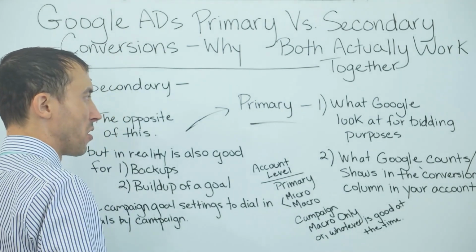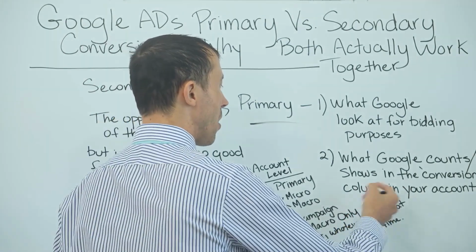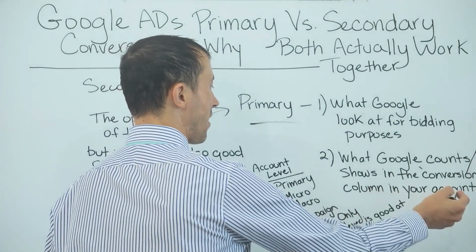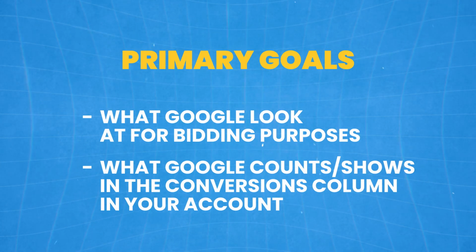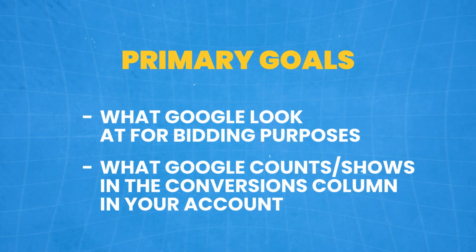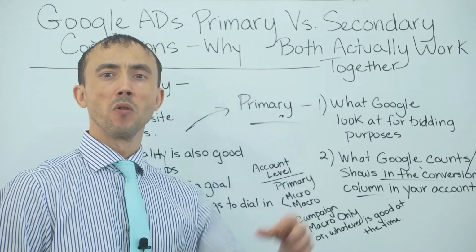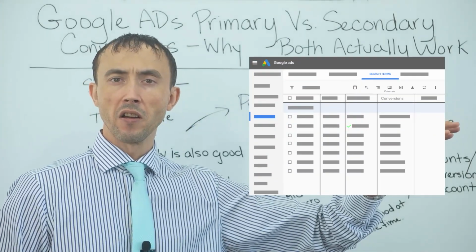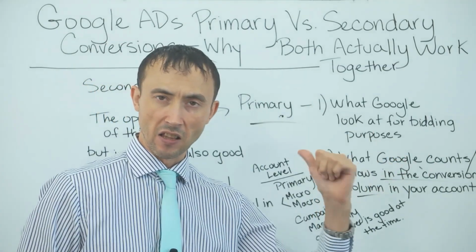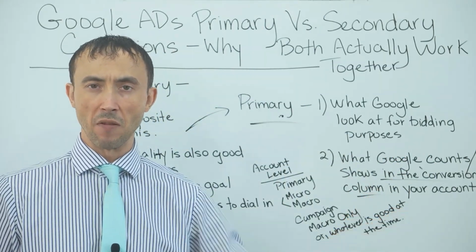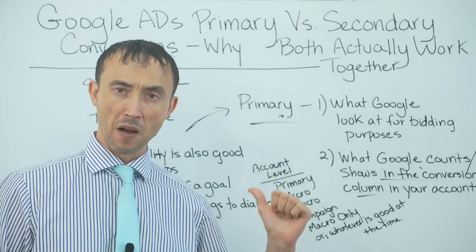Should your ad show up for somebody? Should it not? What also happens with primary goals is that the conversion goals set as primary versus secondary show up in the conversions column of your ad account. So whatever conversions show there are all primary goals. There are some caveats to that, like in the campaign goal settings, if you've changed some things, it may not show up there anymore. I'll talk about that in a minute.